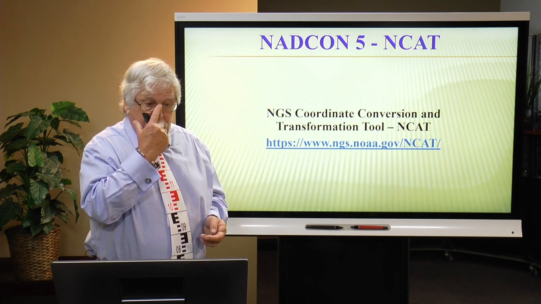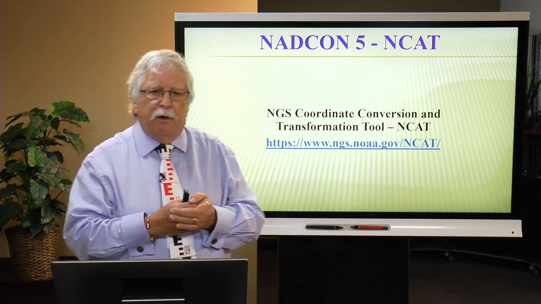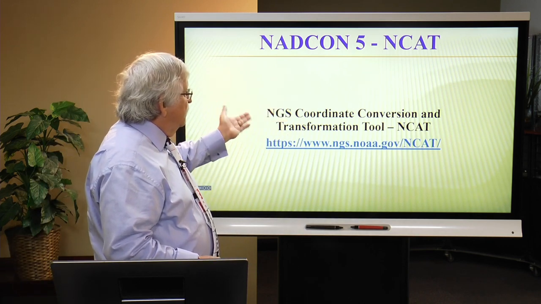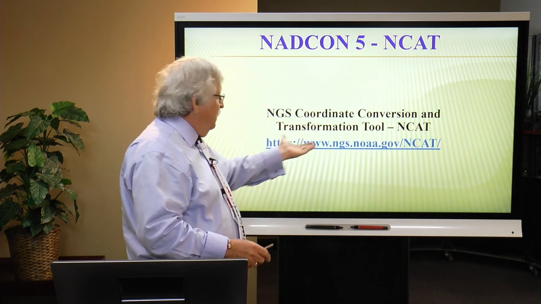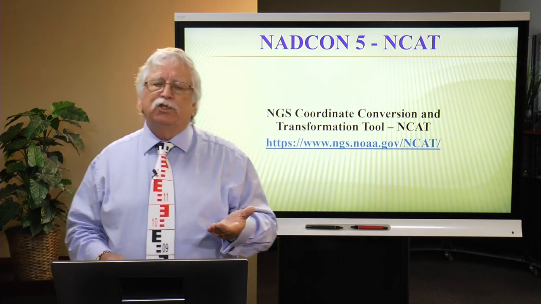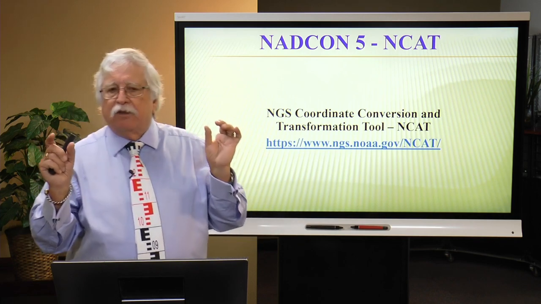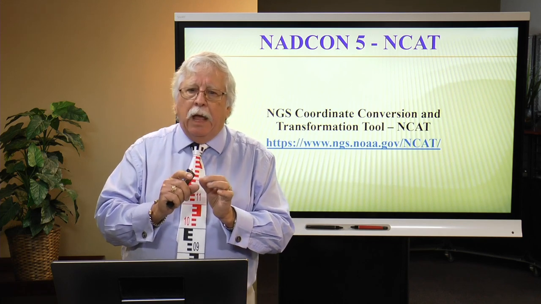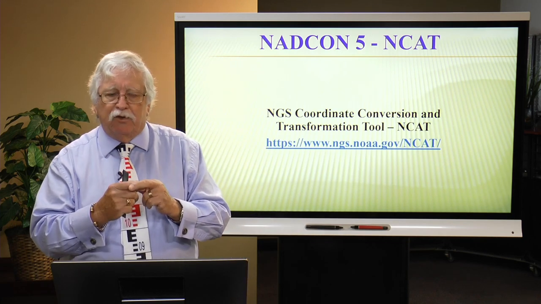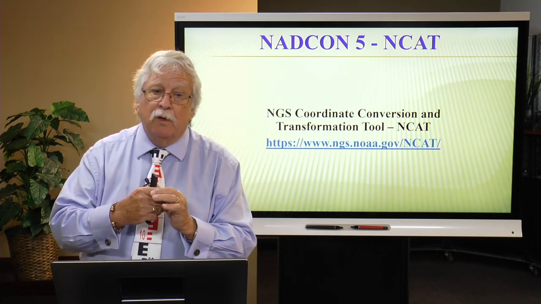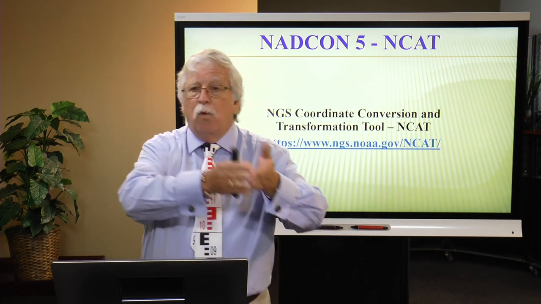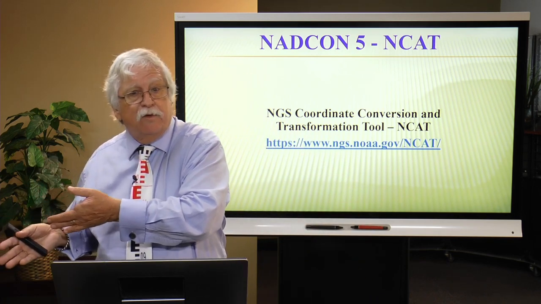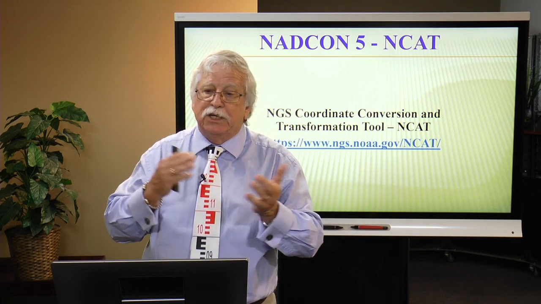So the most likely tool that you will often encounter now is called NADCON 5 in NCAT. NCAT is the NGS Coordinate Conversion Transformation Tool, and here I've given you the URL. NGS has done a wonderful job of taking two different transformation tools, NADCON for horizontal and VertCON for vertical, and putting them together into one package. It also provides conversions. So I can convert between state plane coordinates and UTM coordinates and latitude and longitude, X, Y, and Z, Earth-centered, Earth-fixed coordinates, and I can perform transformations all in that one tool.